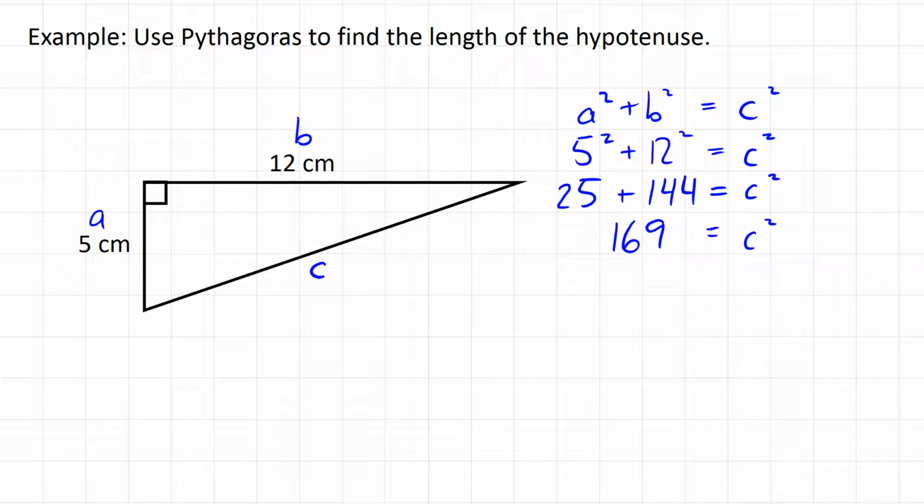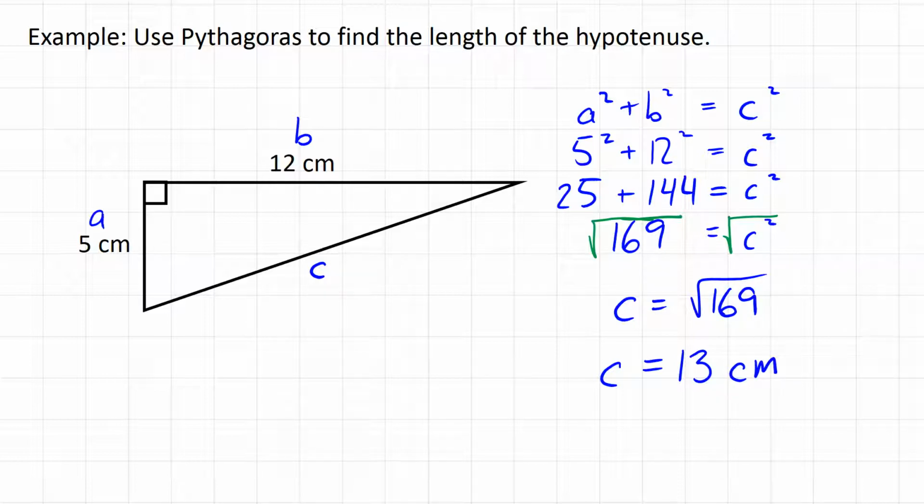Now I want to know c, not c squared. So to get rid of the squared, I have to take a square root of each side of the equation. So c is equal to the square root of 169, which if I put that into my calculator, I find is exactly 13. So the hypotenuse is 13, and now I have to remember my units. This is a length, so it's 13 centimeters because the other lengths were in centimeters.